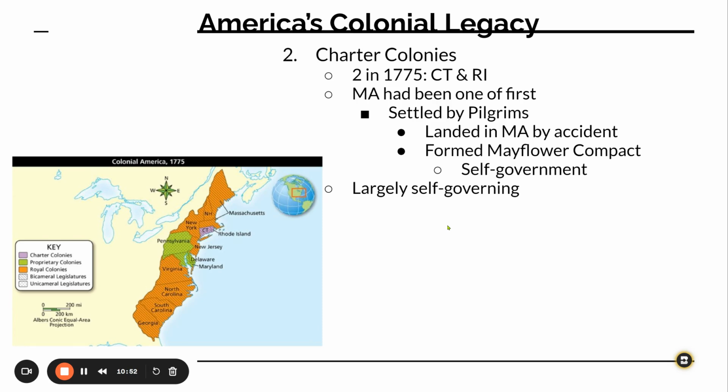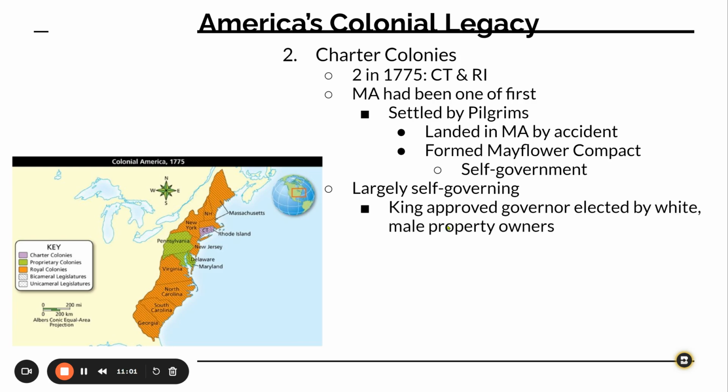The charter colonies, more than either of the other types, really had a lot of power and autonomy for self-governance. It wasn't total. The king had to approve any governor that was elected by the eligible voters of the colonies. And remember, eligible voter here is a very restricted group. It is white males who own property. And if the king doesn't like the governor they've elected, they will have to try again.